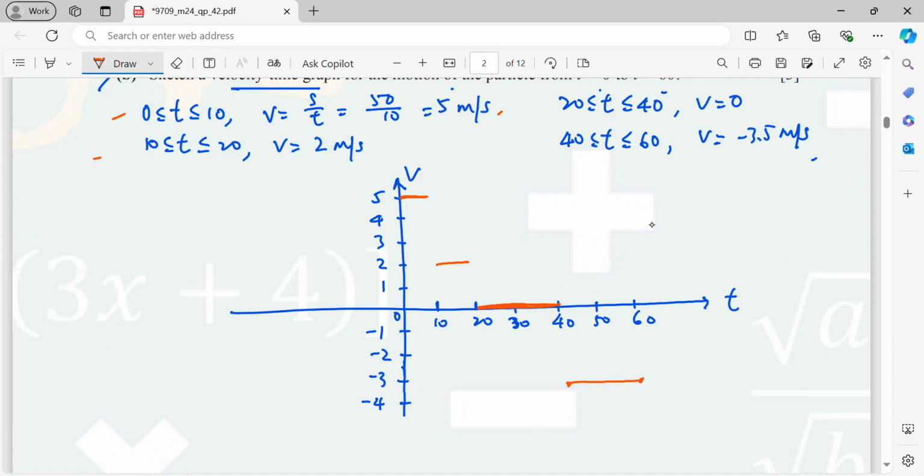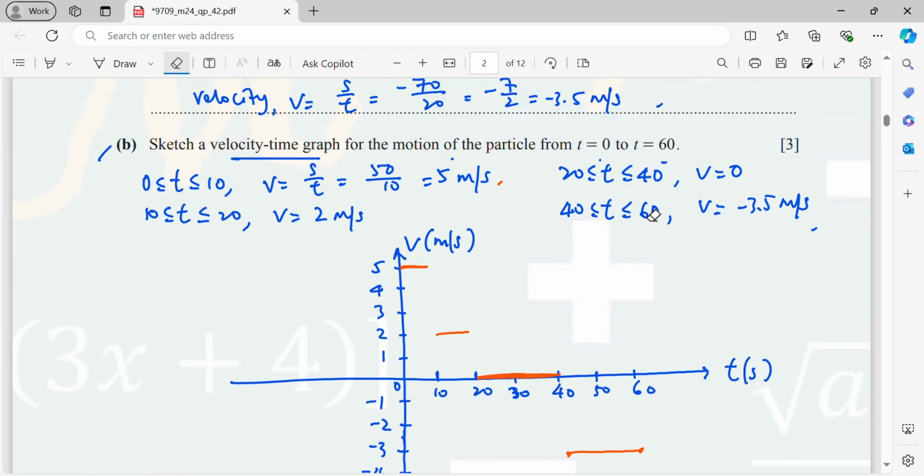So this is the velocity time graph. I should label my velocity, the unit, as meter per second, and the time as seconds. Alright, so done for part B.